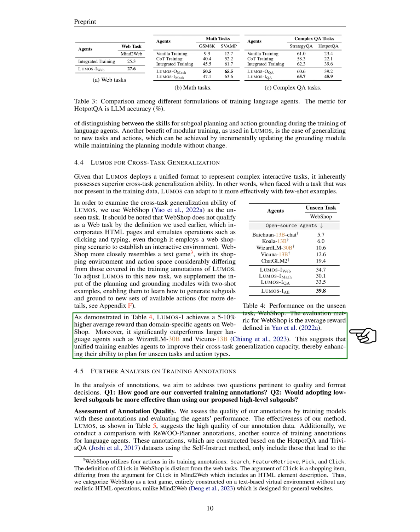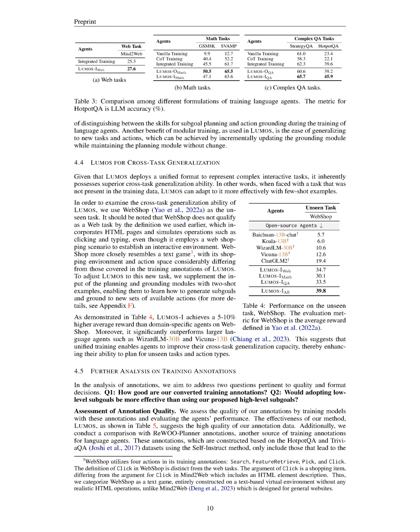As a result, LUMOS I achieved a 5 to 10% higher average reward than domain-specific agents on WebShop. It also significantly outperformed larger language agents such as WizardLM 30B and Vicuña 13B. This suggests that unified training enables agents to improve their ability to plan for unseen tasks and action types.